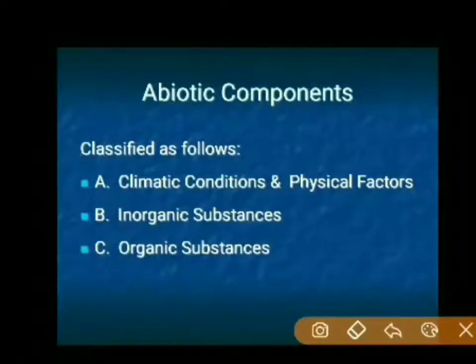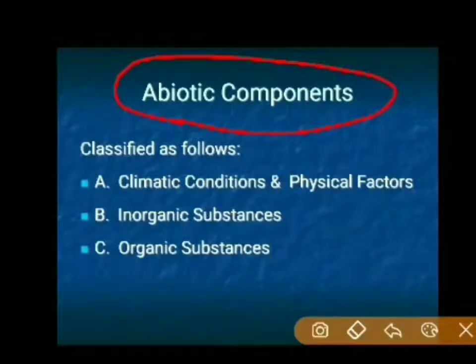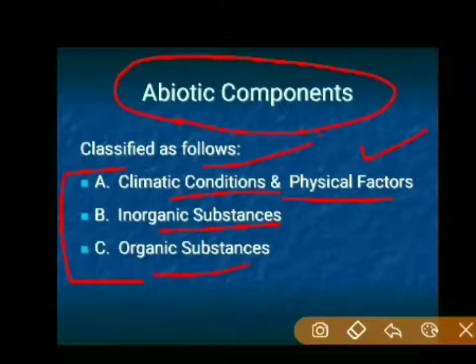So dear students, let's know about these abiotic components. Biologists have classified these abiotic components into three types. First one is climatic conditions and physical factors. The second one is inorganic substances, and the third one is organic substances. Now let us see what all these three types of abiotic components comprise.